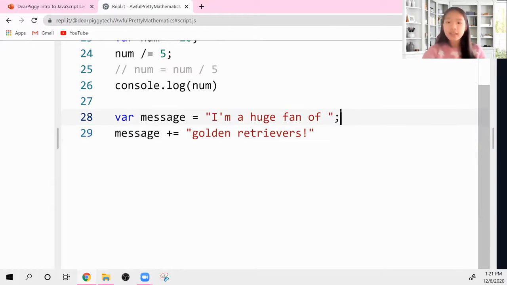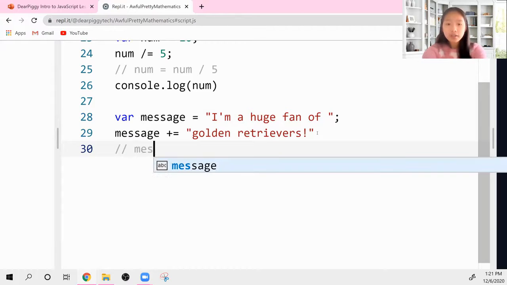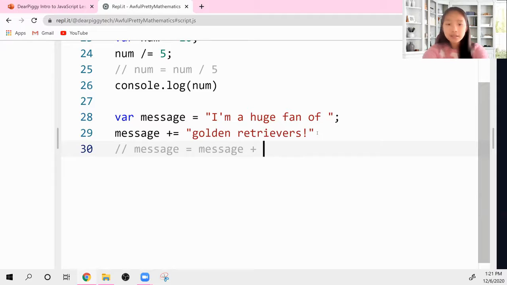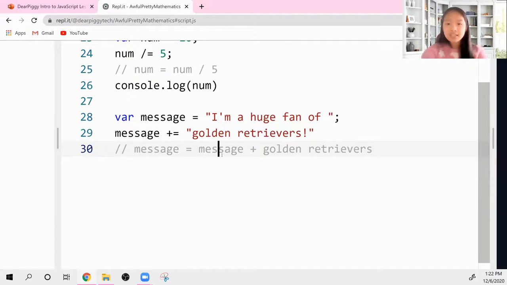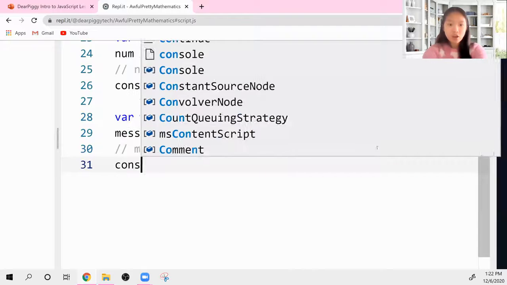Let's take a guess here. What do you guys think this means? Message does not have a number value, right? It has a string value. But then we added on golden retrievers. What does this mean? Let's think of it this way. We're going to say message is equal to message plus golden retrievers. And since message is "I am a huge fan of", shouldn't this line give us "I am a huge fan of golden retrievers"? And that's exactly what it does.